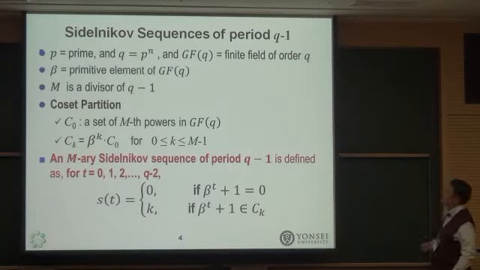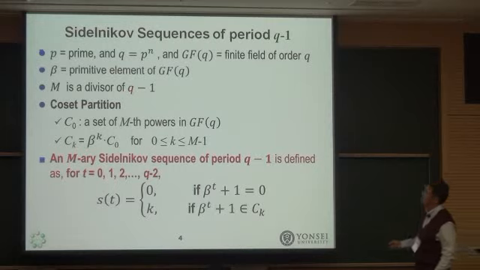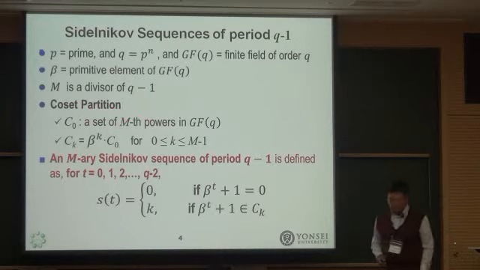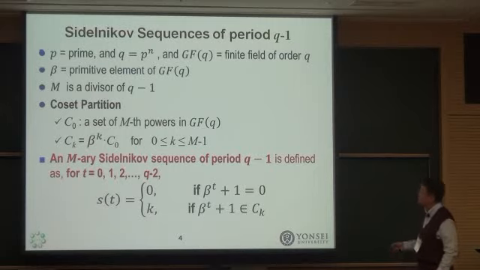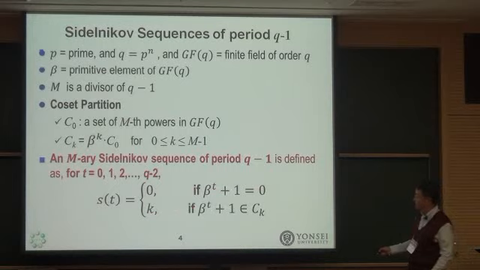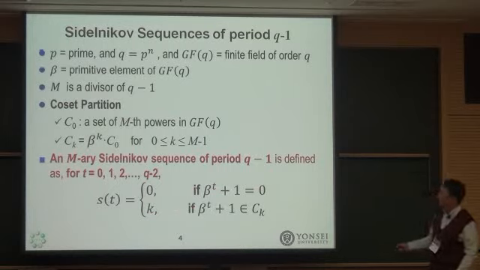And the Sidelnikov sequence is a bit more tweaked. So we now consider a finite field of size q, and M is a divisor of Q-1, and similarly we partition the non-zero elements of the field into cosets of mth powers, and then the Sidelnikov sequence is defined to be either 0 or k: 0 when beta to the t plus 1 is 0, and k if beta to the t plus 1 belongs to the kth coset of the mth powers.